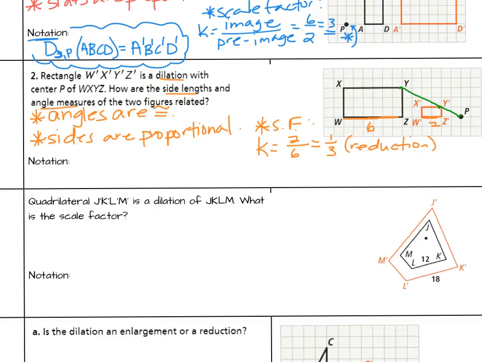All right, last but not least, let's get back to our notation. Remember, this is capital D for dilation. And the scale factor is 1/3. So it's kind of hard to get that to squeeze in there. And our center of dilation is point P. And then we started with WXYZ, our pre-image. And we end up with W prime, X prime, Y prime, Z prime, our final image.